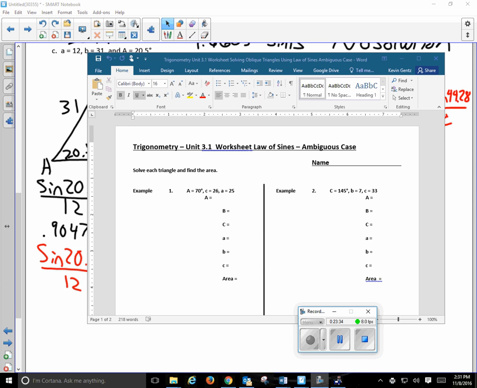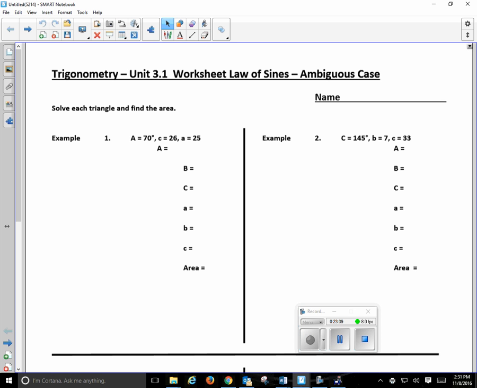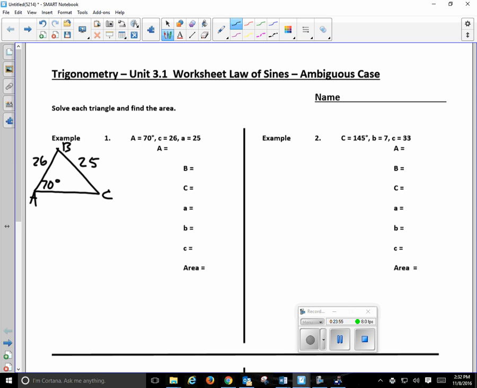Well, there we have it. Okay. So let's draw our triangle. We have A is 70 degrees. We have side A is 25. And we have side C is 26. So, of the 6 scenarios, what kind of triangle do we have? We have a side-side angle.